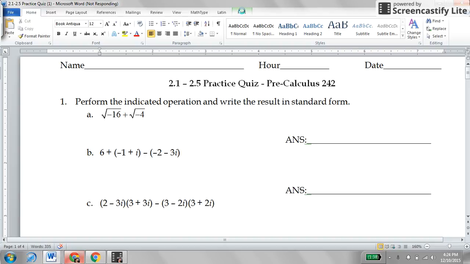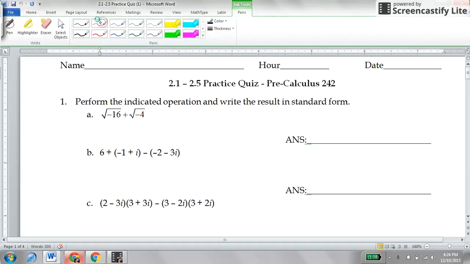So for number 1, we're talking about complex numbers. The negative sign means we're going to have an I. So square root of 16 is 4. The negative sign means we're going to have an I. Square root of 4 is 2. The negative sign means we're going to bring out an I. Add them like they're like terms. That is 6I.